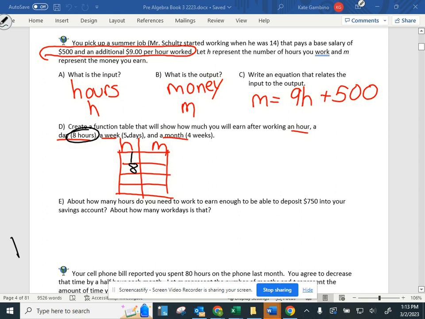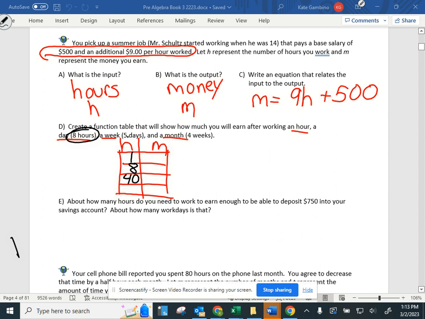Now I'm working a week, which is 5 days. Monday, Tuesday, Wednesday, Thursday, Friday. How many hours is that? If I work 8 hours a day, Priya? 40. 5 days times 8 hours a day. Shh, James, he's got it.